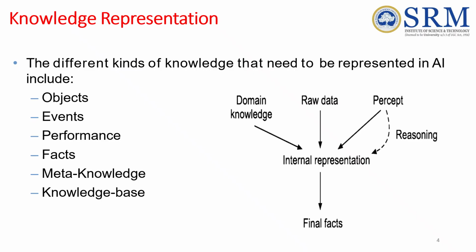Next is fact knowledge: knowledge consisting of true statements about the world. Chennai is in Tamil Nadu. Water boils at 100 degrees Celsius. Earth revolves around the sun. These are examples of facts. This basic information is mainly used for reasoning purposes. Now, meta knowledge.